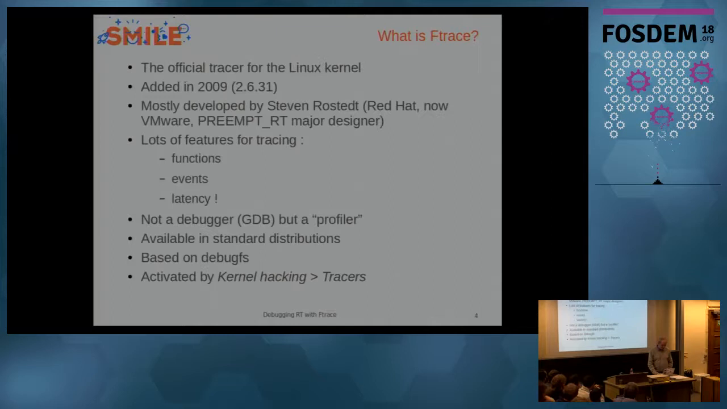So what is Ftrace? It is the official tracer for the Linux kernel. There are several tracers in the Linux kernel. One of the first was LTT, but LTT was not mainline. I don't think it's mainline today. Ftrace is available since 2.6.31, and it's mostly developed by Steven Rostedt from Red Hat. Steven left Red Hat some months ago. He's working for VMware today.